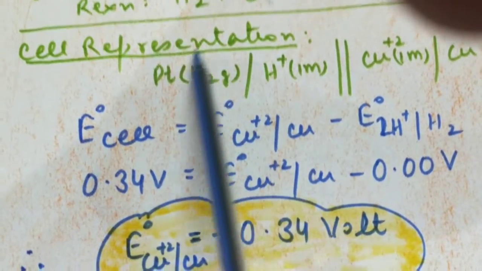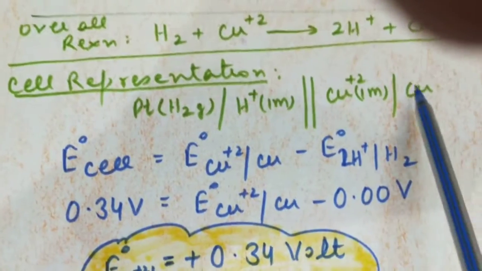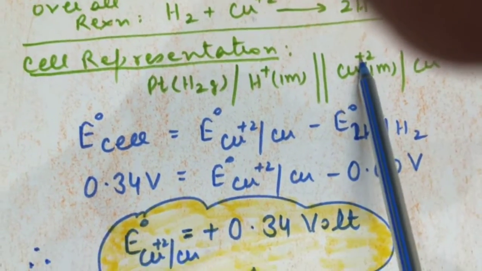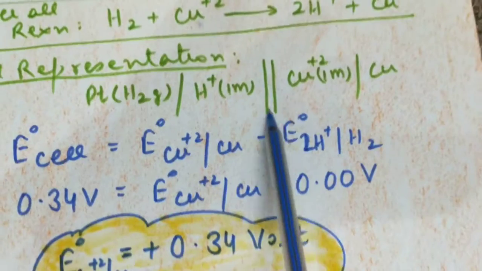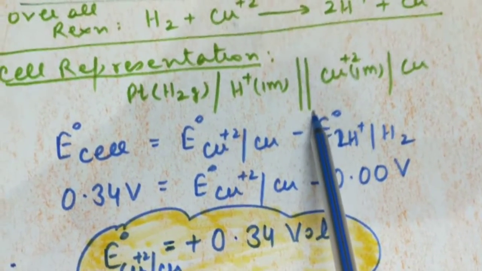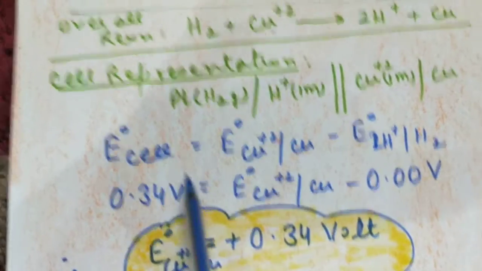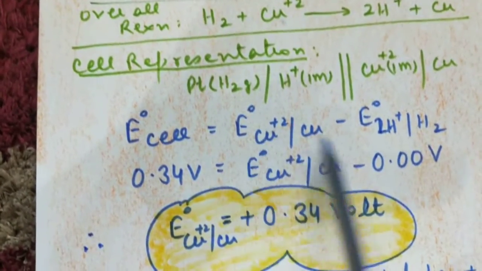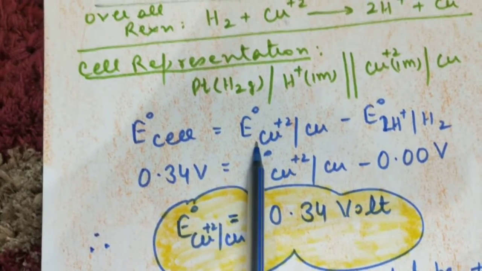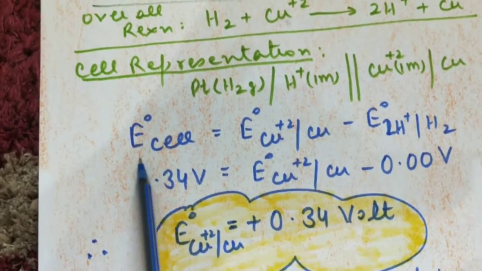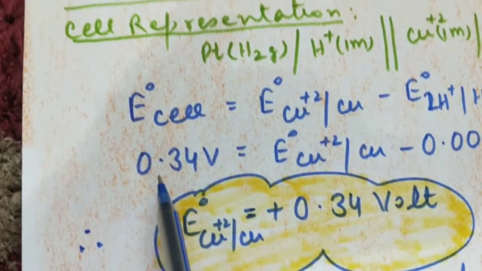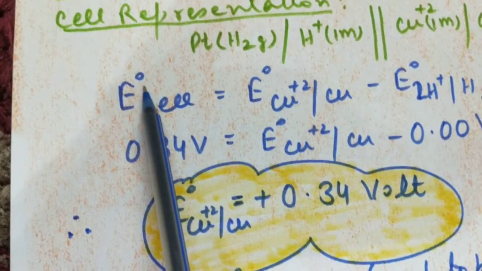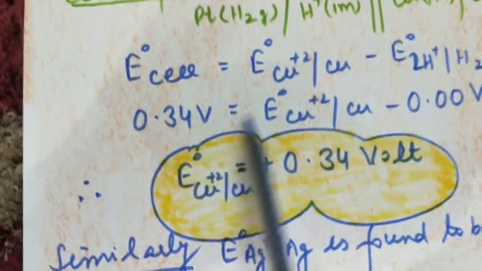This side is oxidation half cell and this side is reduction half cell. These are separated by two vertical lines showing salt bridge. Now what is cell potential? That is cathode minus anode. Cathode is copper and cell potential, that is reading in the voltmeter, is 0.34 volt, that we have shown over here. E naught of cell, naught is for standard conditions, 0.34 volt.